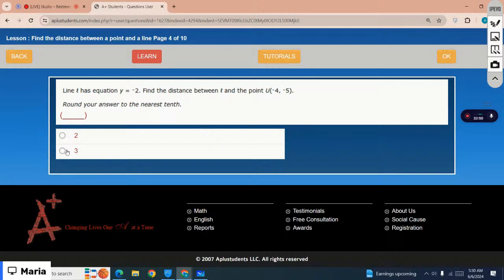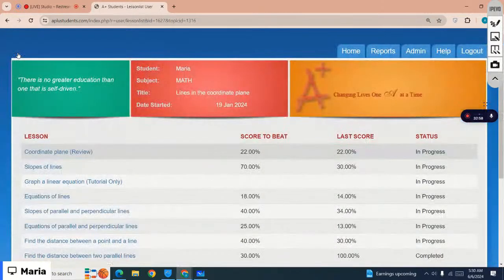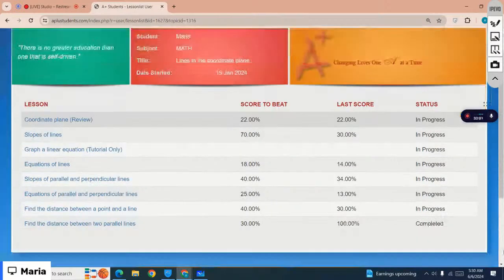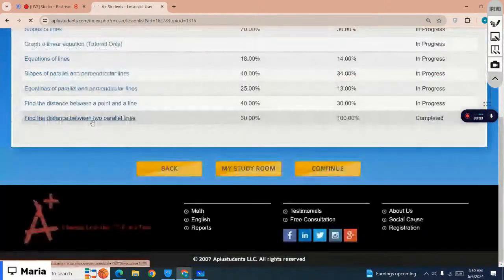Okay, you can complete the lesson by yourself later today. Let's just move on to the next lesson. The next lesson is the last lesson from the chapter: find the distance between two parallel lines.